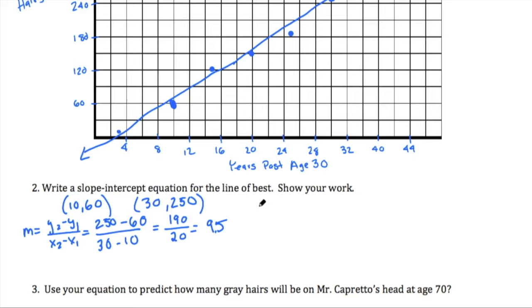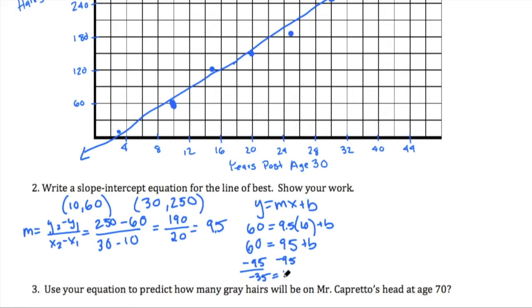Great. And now we're going to go ahead and use y equals mx plus b to find the equation for our line, and I'm going to plug in the point (10, 60). So 60 for y equals 9.5 for m times 10 for x. We don't know b yet. So that's 60 equals 10 times 9.5 is 95 plus b. I'll subtract 95 from both sides, and I get negative 35 equals b. So my final equation is y equals 9.5x minus 35.